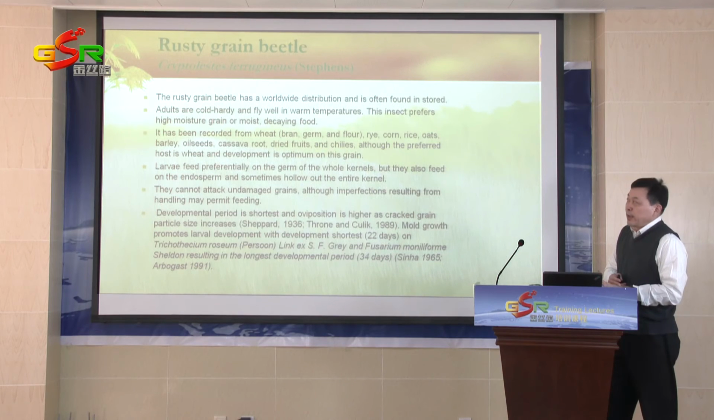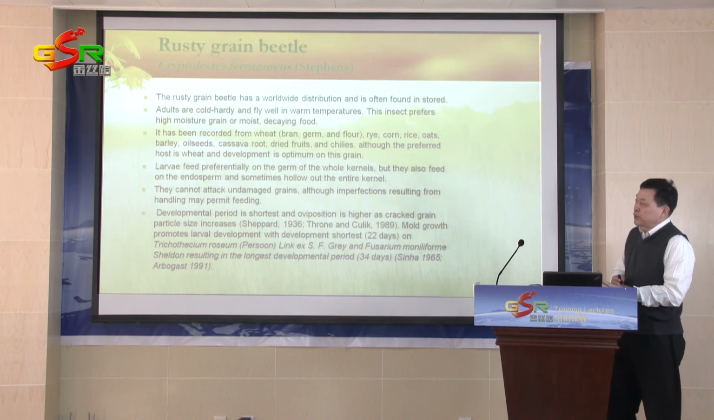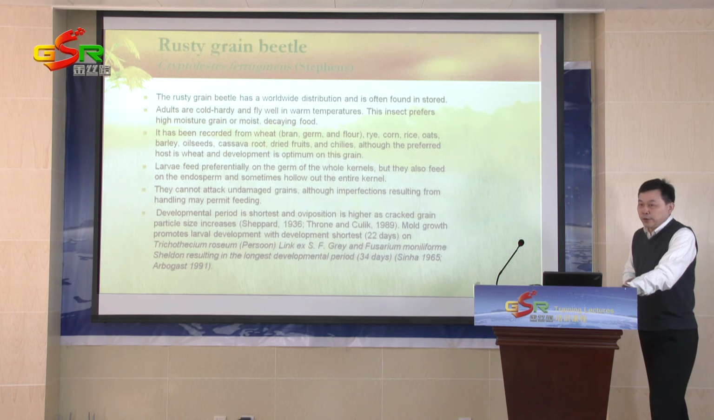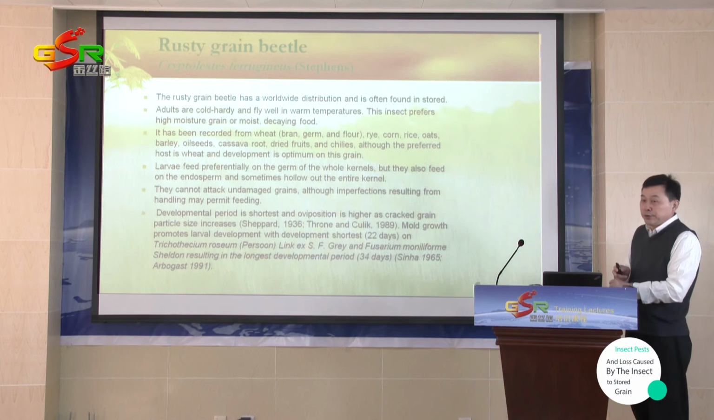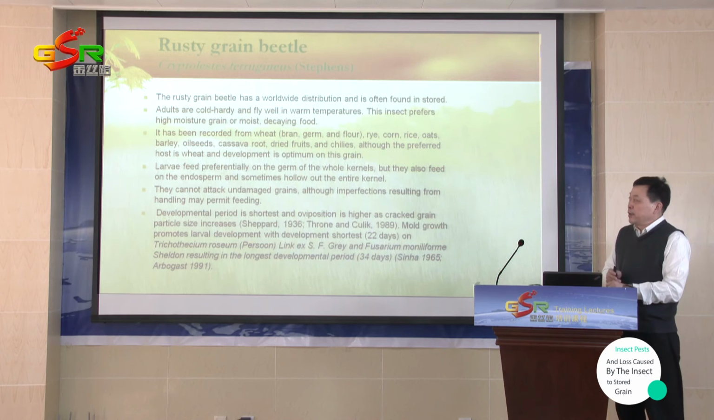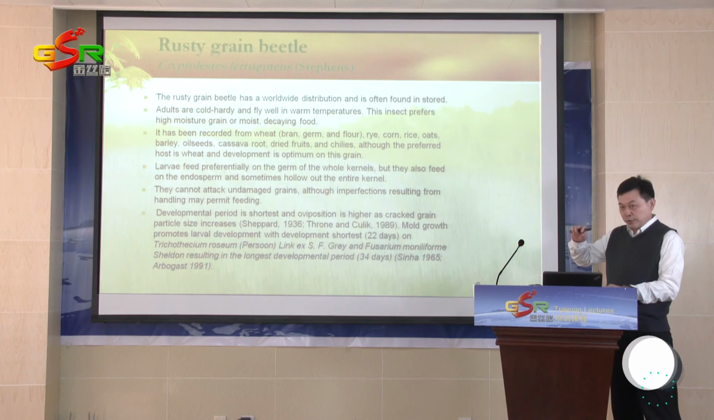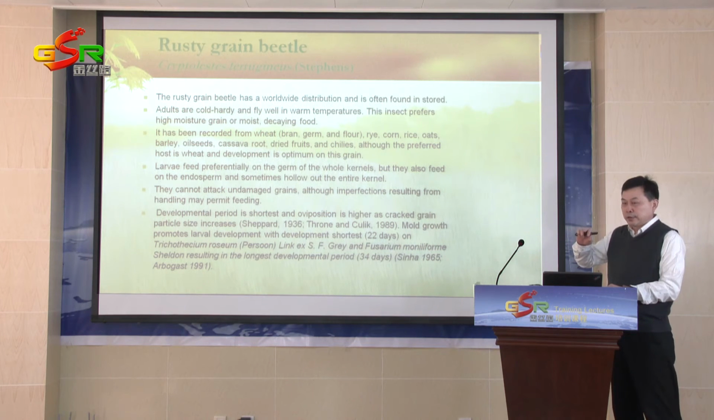Among them, the rust green beetle is very special. It is easy to be found in the south part of China. It is difficult to kill by phosphate. It needs a high level of concentration and a long time for the fumigation, for the exposure time.